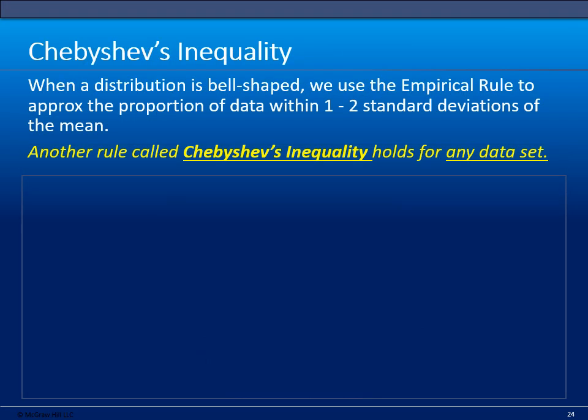So another rule or property is something called Chebyshev's inequality. And if we don't have a bell-shaped curve, if we don't have a symmetrical distribution, Chebyshev's inequality allows us to look at any data set and make some general rules. It's not quite as restrictive, and so this can help us, again, if we do not have a bell-shaped curve of data.